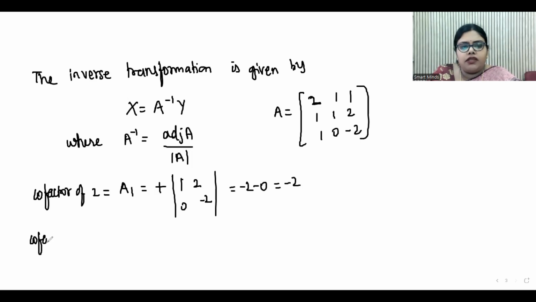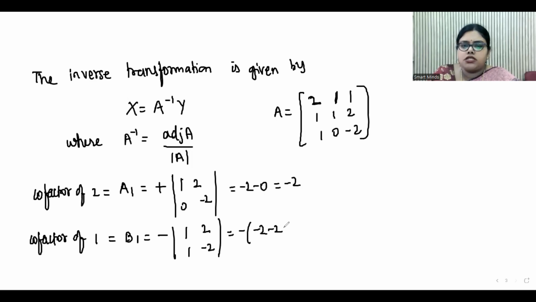The same way we need to find the cofactors of each and every element. Now we'll take the cofactor of 1. We denote it by B1. Alternate plus minus you have to take. For the first one we have taken plus. Now we will take minus. Now you remove the row and column where you have this 1. So the remaining elements are 1, 2, 1, minus 2. So that is minus of minus 2 minus 2. That is 4.